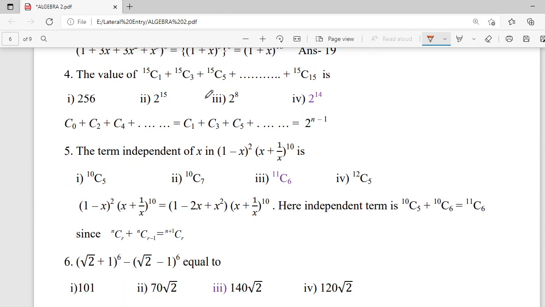Then for the value of this, you go to the formula. It is the odd coefficients. The sum of odd coefficients is 2 to the power n minus 1, where n is 15 here.